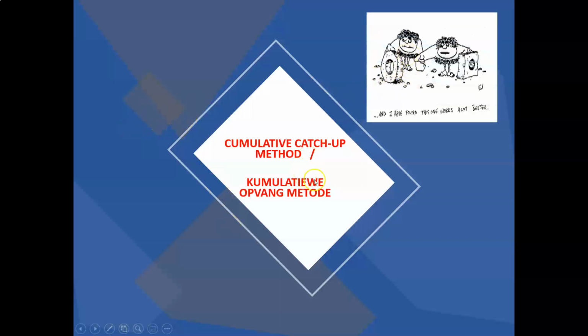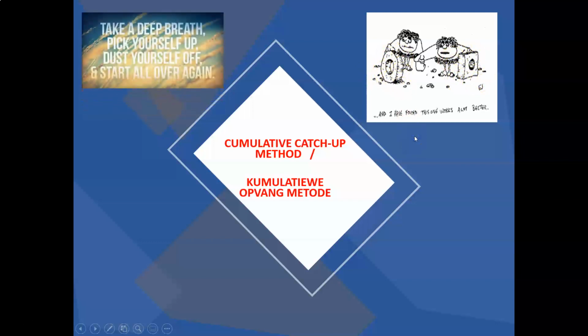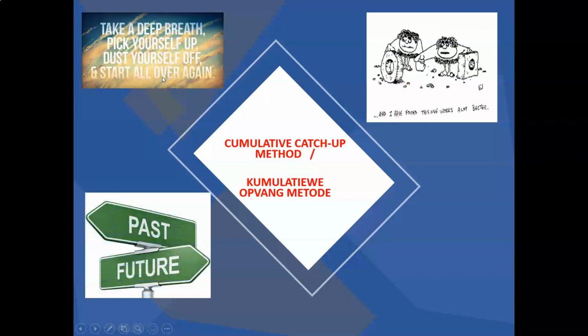Now the cumulative catch-up method says let's reinvent the wheel. We are going to take all these square wheels off our wagons and replace them with the round ones because it works better. Take a deep breath, pick yourself up, dust yourself off and start all over again.